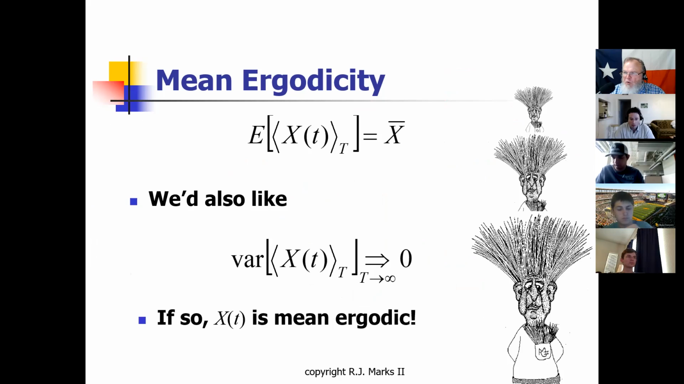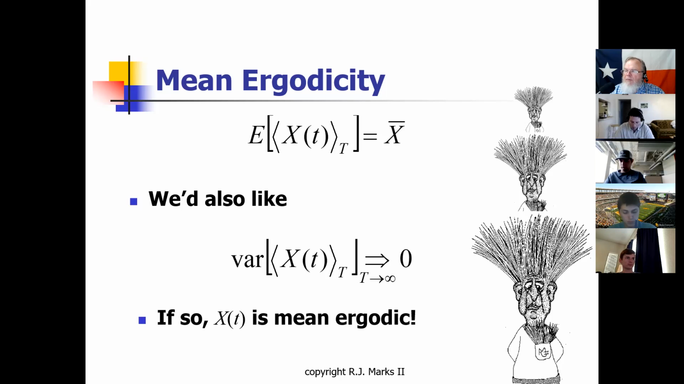And if this is true, then x of t is mean ergodic, which means that we can estimate the mean with one realization of the stochastic process. Does this mean that we can compute the autocorrelation with that stochastic process? No. If something is mean ergodic, it doesn't mean that it's autocorrelation ergodic. It doesn't mean that it's distribution ergodic.